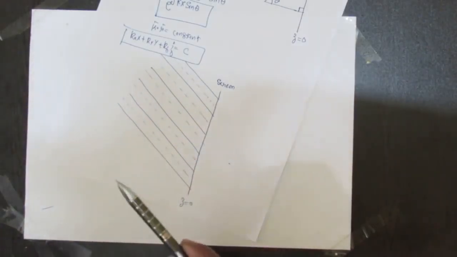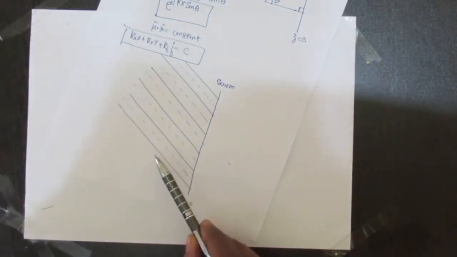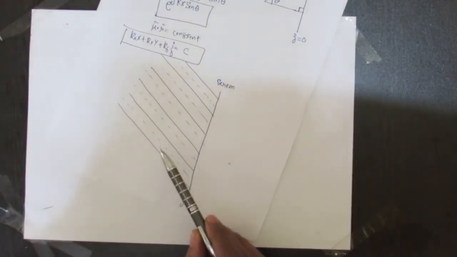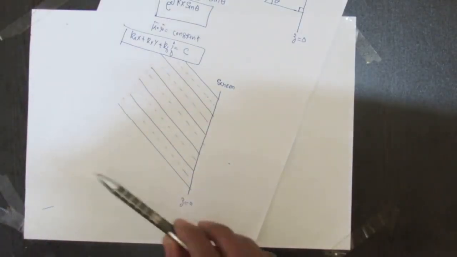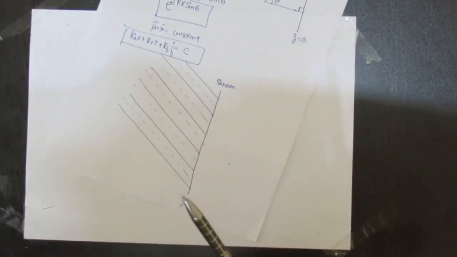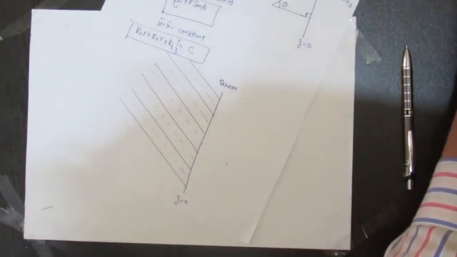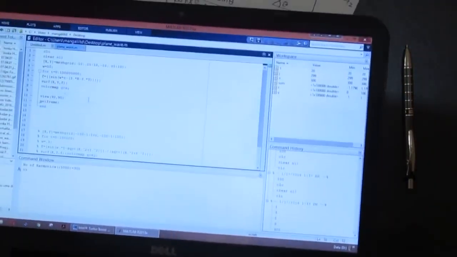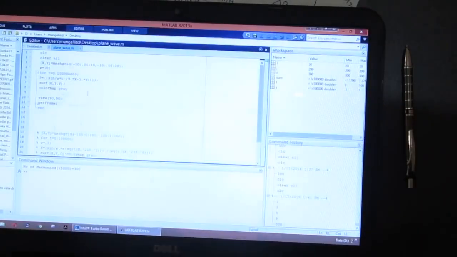So what does it mean? It simply means that across these lines the phase is constant. Let me show you a small animation before I start the discussion further, because this will make it much clearer what these lines actually mean.